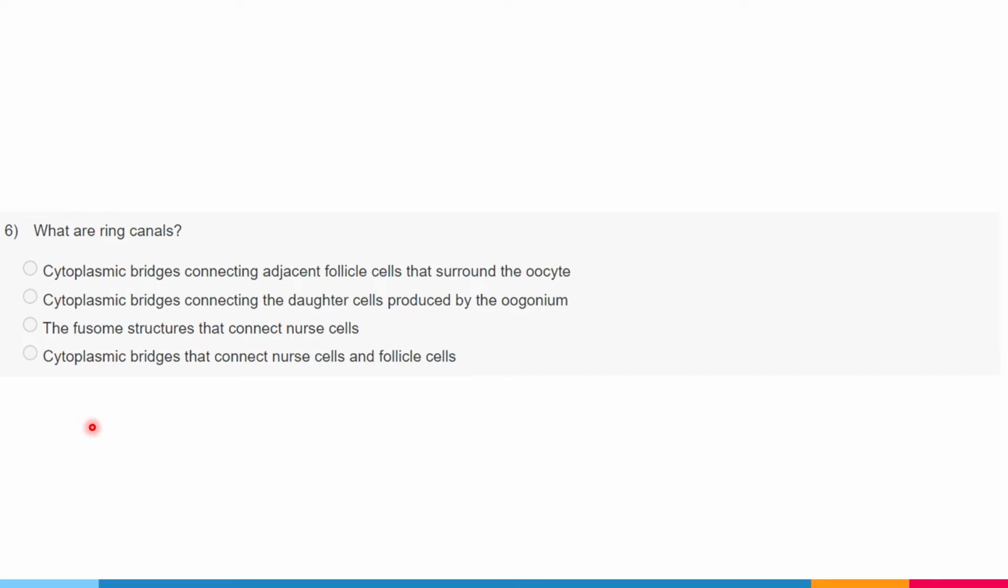Millennium says B. Cytoplasmic bridges connecting the daughter cells produced by the oogonium. Anyone else wants to try and answer this? Arup says D. Cytoplasmic bridges that connect the nurse cells and follicle cells. Anyone else wants to try?